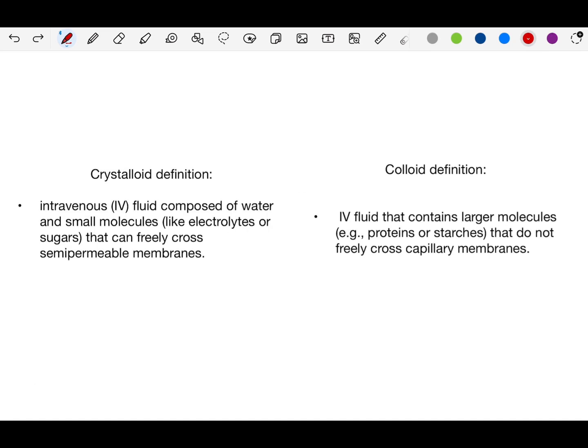So first things first, let's just discuss the very basic definitions of these two types of fluids. So let's go ahead and start with crystalloid. So crystalloid, it's an IV fluid. It's composed of water, small molecules, electrolytes, sugars that can freely cross semi-permeable membranes. And the difference, thinking about a colloid, is it contains larger molecules, like protein starches that do not freely cross capillary membranes. When it comes to molecule size, just remember crystalloid is small, colloid is large, and we're going to go ahead and discuss a little deeper why this becomes important in a medical setting.